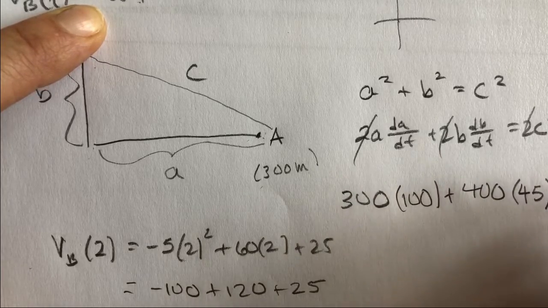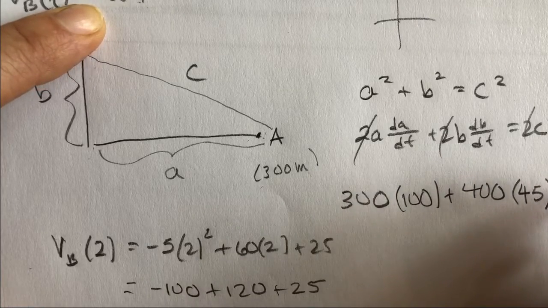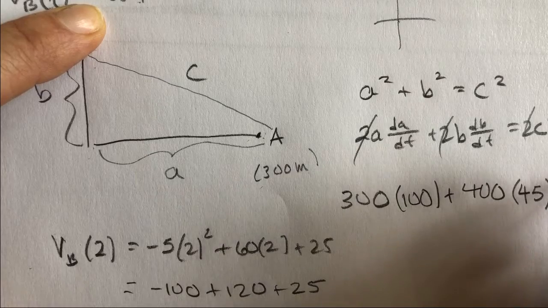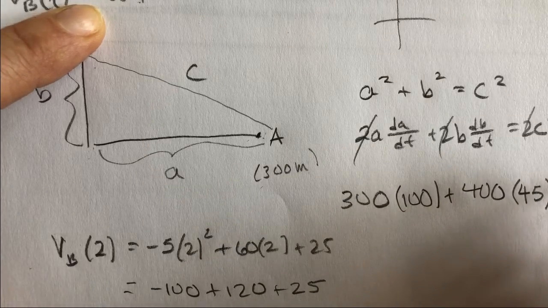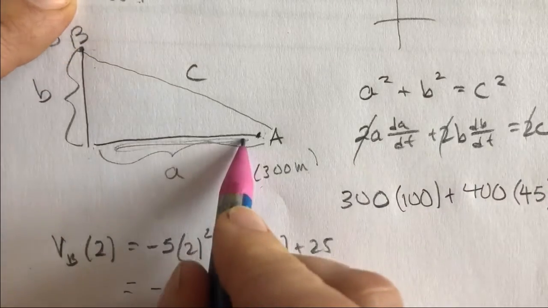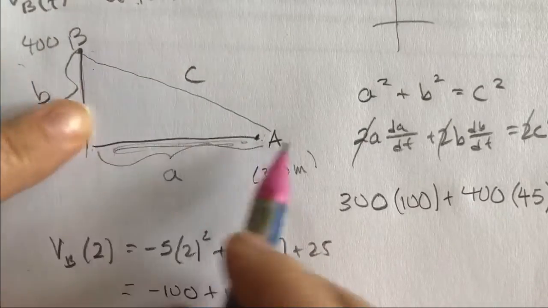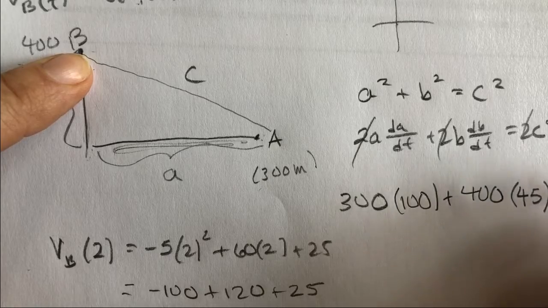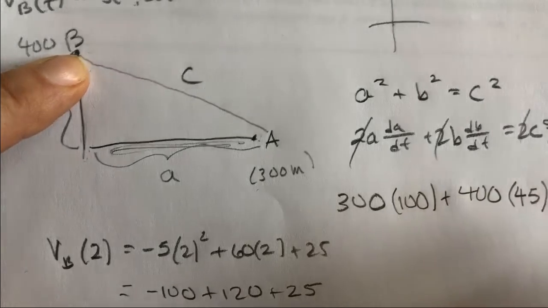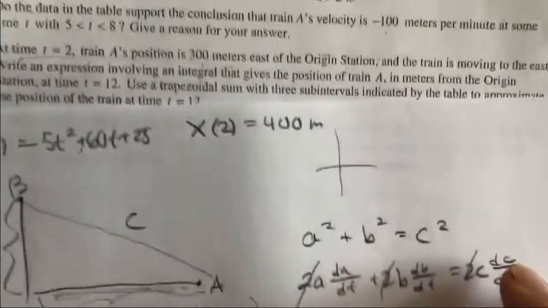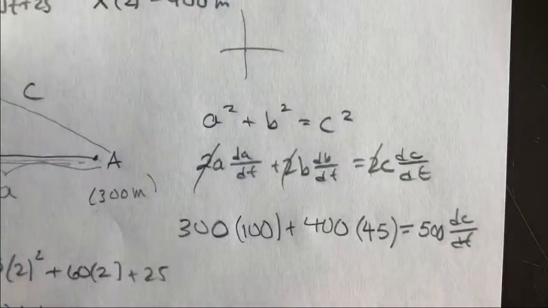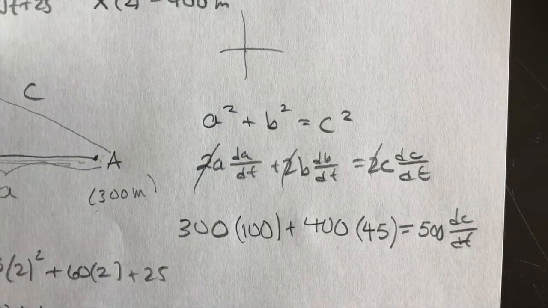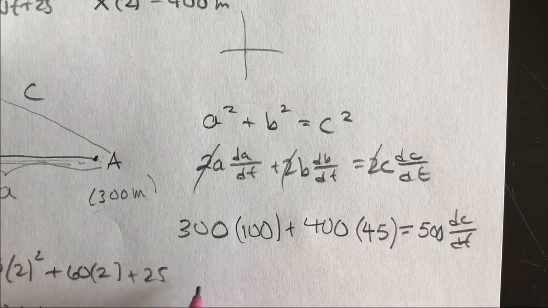And then we're trying to figure out dC/dt. I have to figure out what C is at that moment. Well, at the moment, when this side of my triangle is 300 and this side's 400, this is just a 3, 4, 5. C would be 500. And then we can figure out dC/dt. Sorry. There we go.